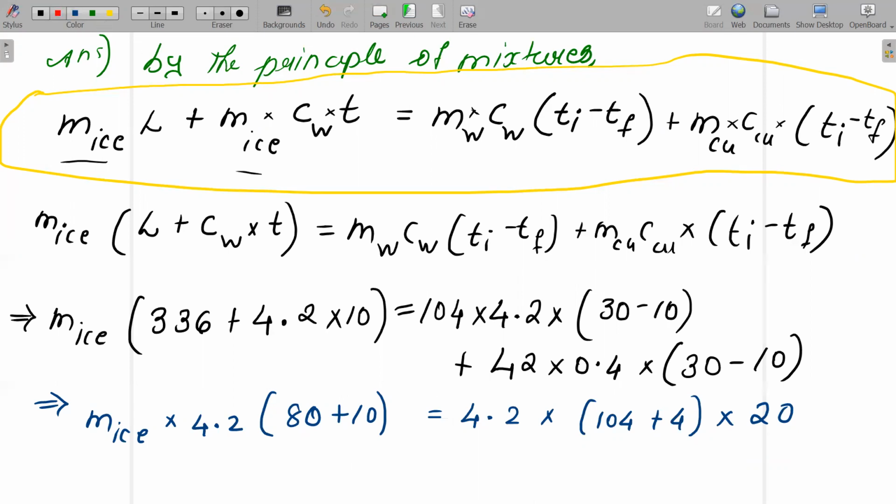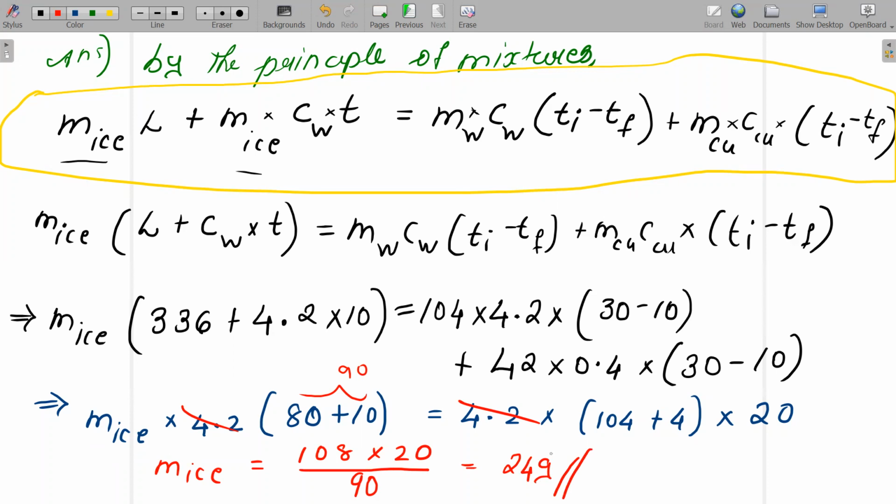So what can you do here? Here you have 4.2, here you have 4.2, right? Cancel it. Finally, you can write mass of ice is equal to 104 plus 108 into 20 divided by 90, right? Divided by 90. 24 grams. Got the answer? Easy now. It's very easy, right? If you do this equation, it's very easy. If you do the other equation, you won't get it. So study this equation perfectly and go for your exam.